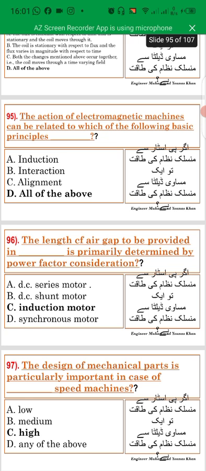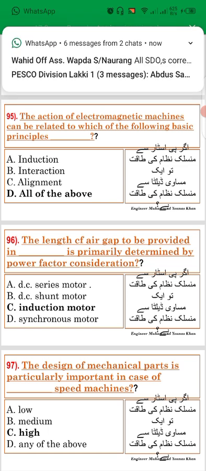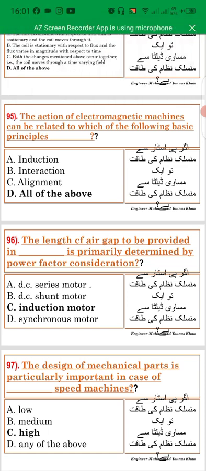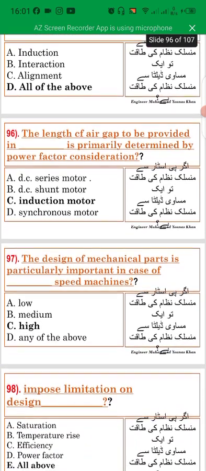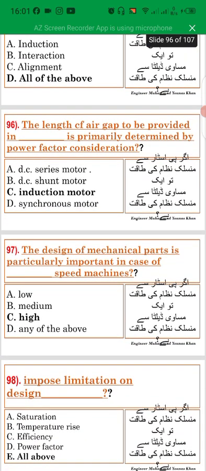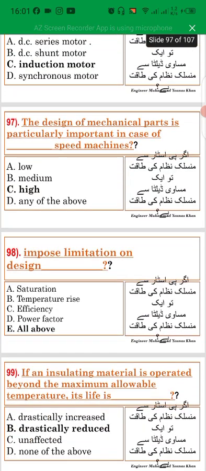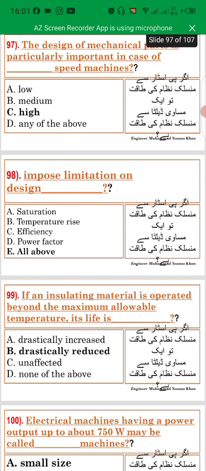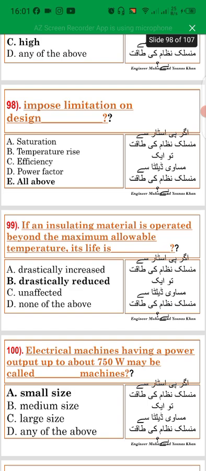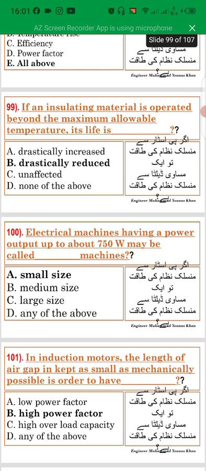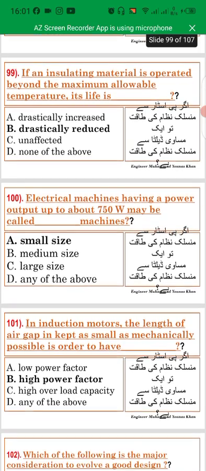The action of an electromagnetic machine can be related to which of the following basic machine principles: induction, interaction, alignment. The length of air gap to be provided in an induction motor is primarily determined by power factor consideration. The design of mechanical parts is particularly important in the case of high-speed machines. Limitations on design: saturation, temperature rise, efficiency, power factor. If an insulating material is operated beyond the maximum allowable temperature, its life is drastically reduced.